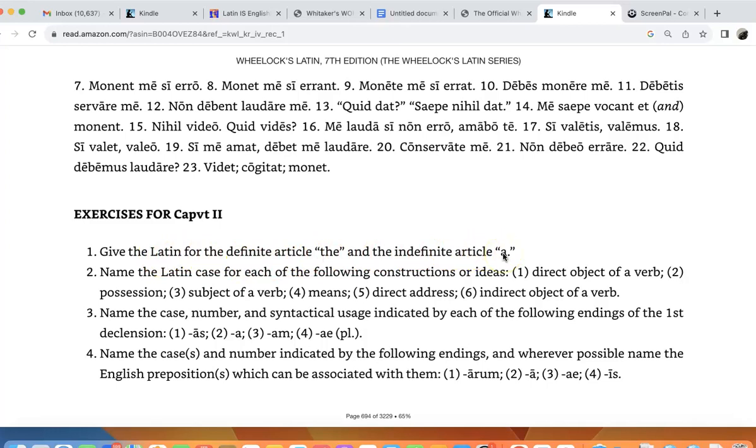So, for example, give the Latin for the definite article the and the indefinite article a. So, what's the answer? Well, there is none. As a rule, Latin doesn't have the or a. So, as you'll see when you check your work, there is none. Name the Latin case for each of the following constructions. The direct object of the verb, that's the accusative. The possession, that's the genitive. Subject, that's the nominative. Means, that's going to be ablative. Direct address, that's going to be vocative. And the indirect object is going to be the dative.